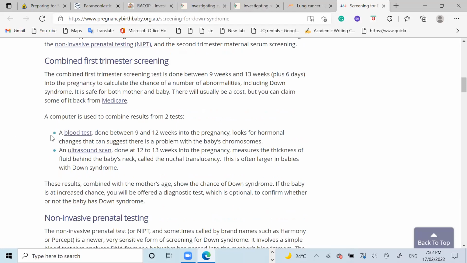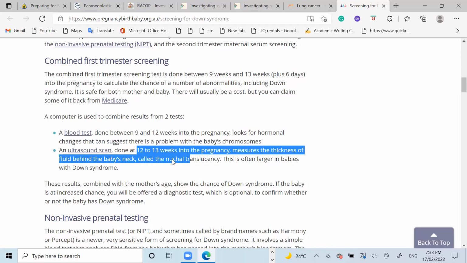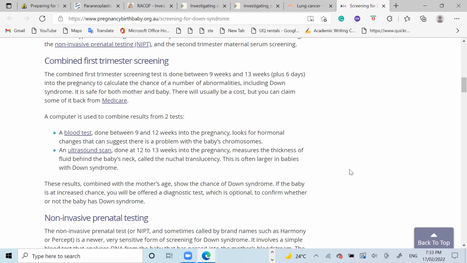What do you do? You do a blood test. You look for the hormonal changes in the mother. You look for the level of beta HCG. You look for the level of inhibin in the mother. Alpha-fetoprotein, you look for the level of that hormone as well. Combined with this, you do an ultrasound at 12 to 13 weeks to measure the thickness of the fluid behind the baby's neck, which is called the nuchal translucency.